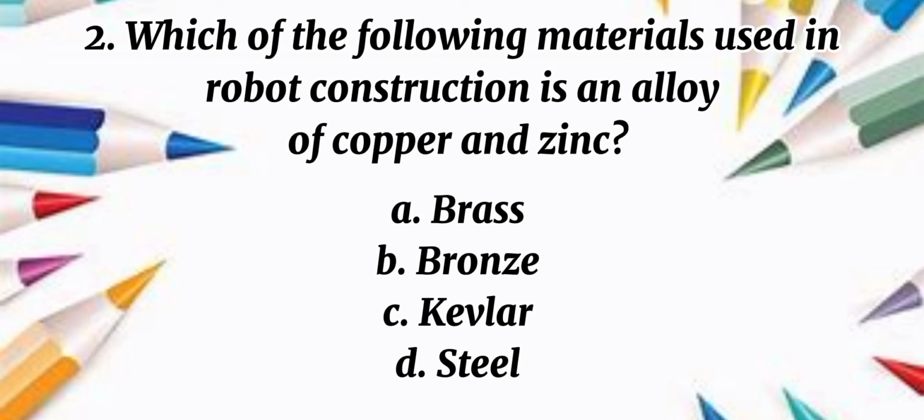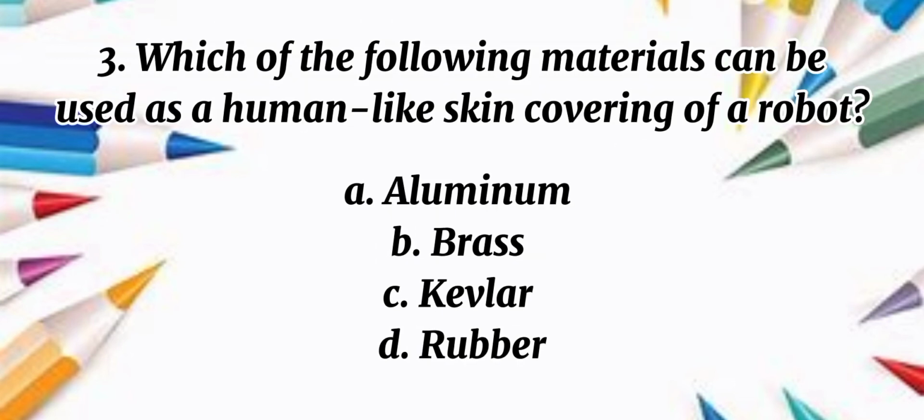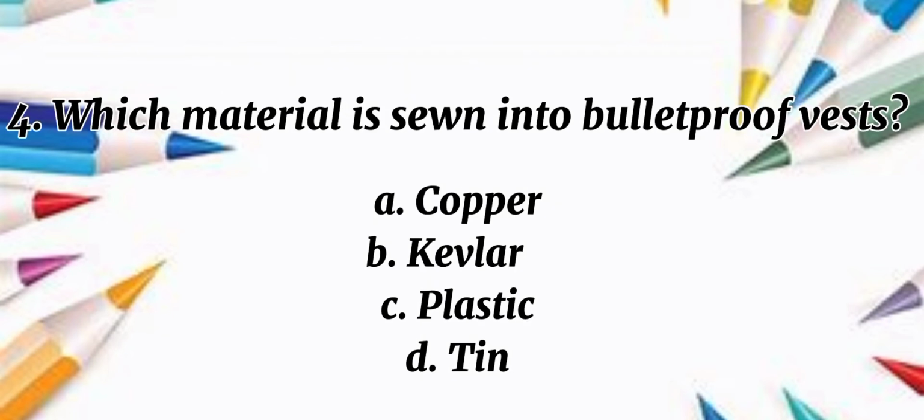Number 2. Which of the following materials used in robot construction is an alloy of copper and zinc? A. Brass. B. Bronze. C. Kevlar. Or D. Steel. Number 3. Which of the following materials can be used as a human-like skin covering of a robot? A. Aluminum. B. Brass. C. Kevlar. Or D. Rubber. Number 4. Which material is sewn into bulletproof vests? A. Copper, B. Kevlar, C. Plastic, or D. Tin?